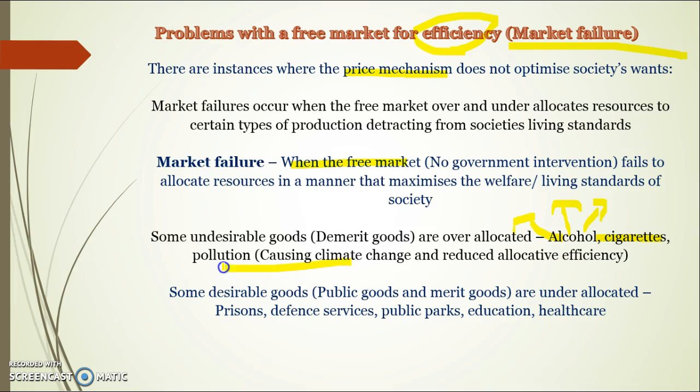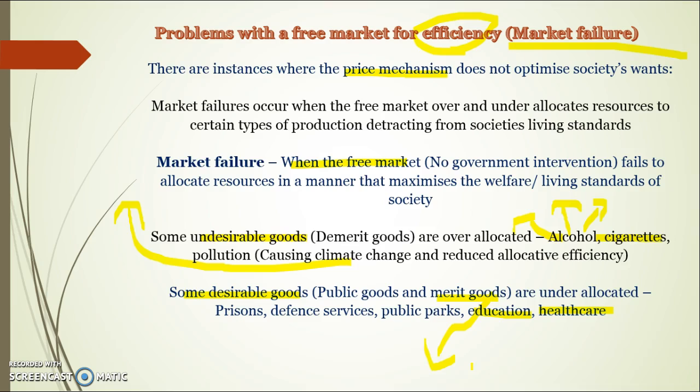And pollution that causes climate change, the third-party costs can be rising sea levels, airborne diseases, all these things that will impact future generations. So free markets are not good for efficiency because they sometimes lead to undesirable goods, demerit goods being over-allocated. They also lead to some desirable goods like merit and public goods being under-allocated. Merit goods are things like education and healthcare. Because they've got positive externalities, there's benefits for third parties, they're often under-allocated because people don't consider those third-party benefits.